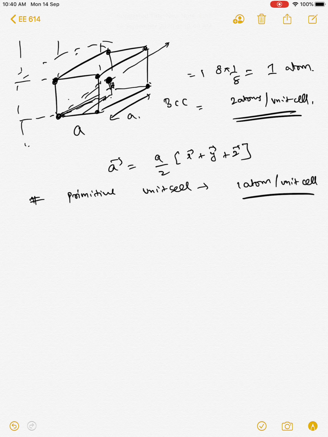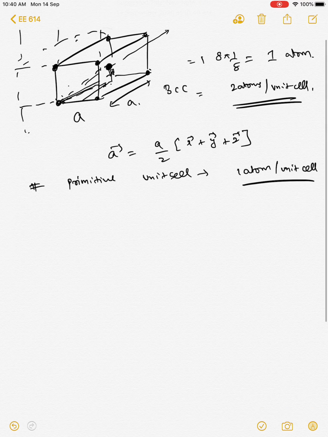In the lecture that I have posted before on the reciprocal lattice, I have said that the unit cell does not have to be unique. So there can be several such unit cells. You can use a BCC, which is a cube with an atom at the center, or you can use a primitive unit cell which has 1 atom per unit cell.